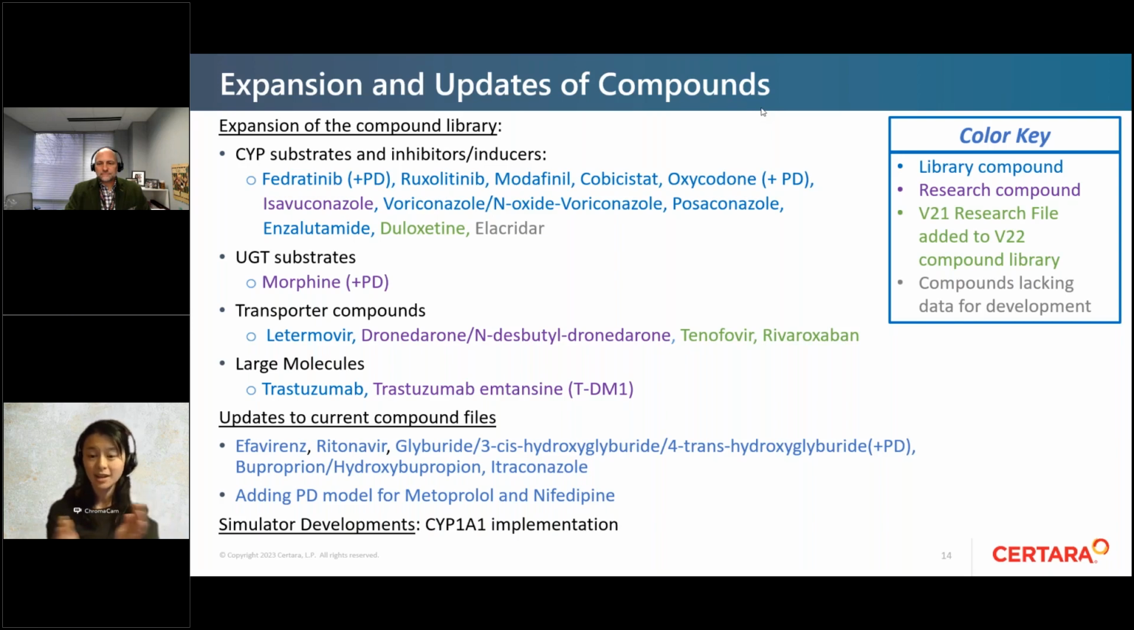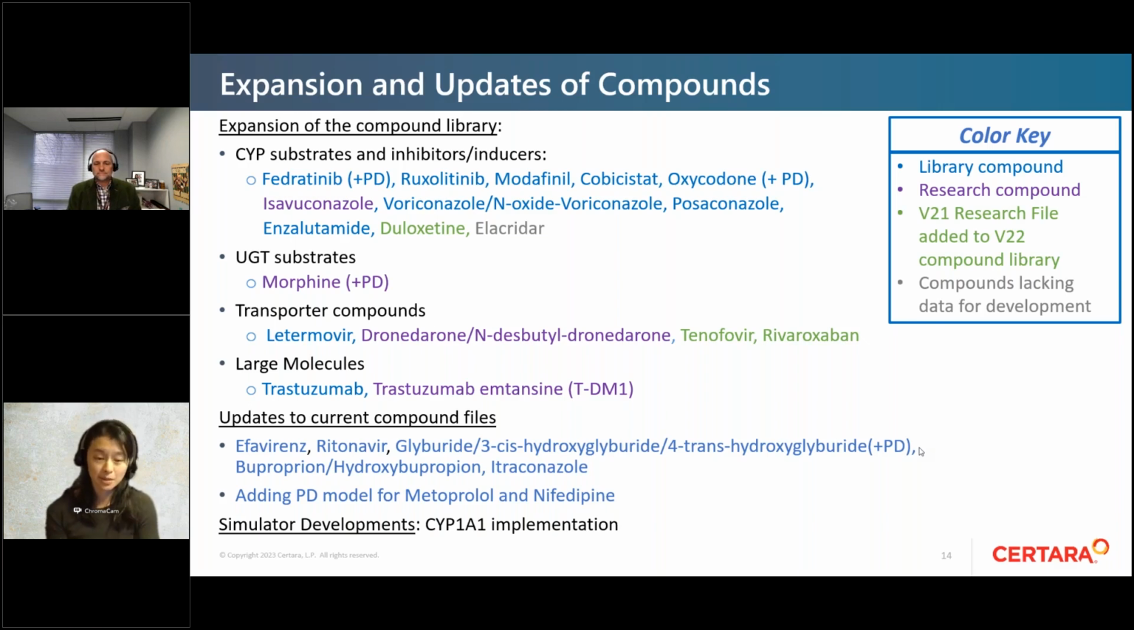So that's great. And in gray, there's only one compound there, but this was something that we looked into because this was a consortium member request. However, unfortunately, there was not enough data to develop this, but it's on our radar, and we did look into this.